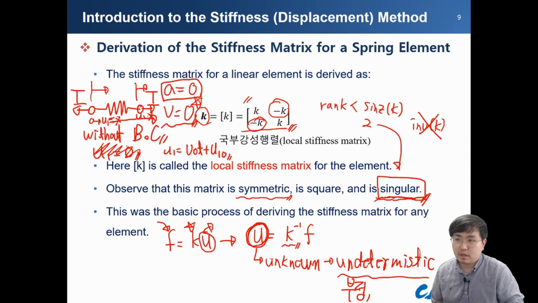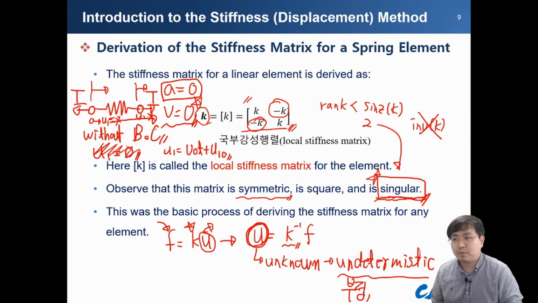Similarly, for all dynamics equations or fluid dynamic equations, you can use the finite element method. After discretizing those equations into the FEM form, all local stiffness matrices or global stiffness matrices will show the singular characteristics for this reason.